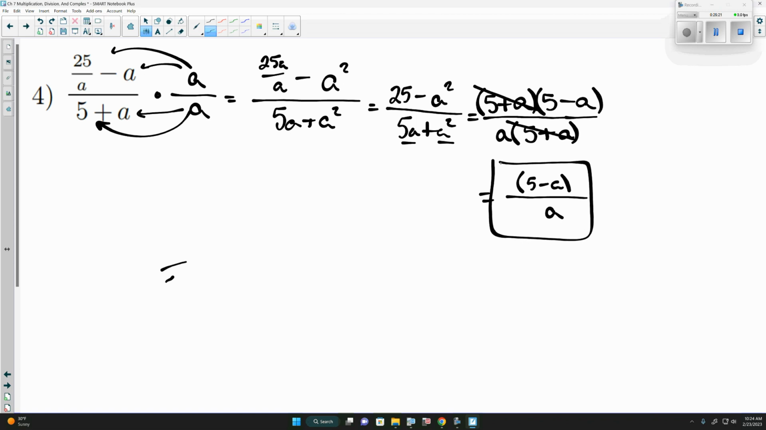That's also part of the reason I didn't reorient 5 plus A in the denominator, because I knew it's going to match up with the numerator. But also 5 plus A and A plus 5 are the same thing. So it works in either way. Any questions on this here?